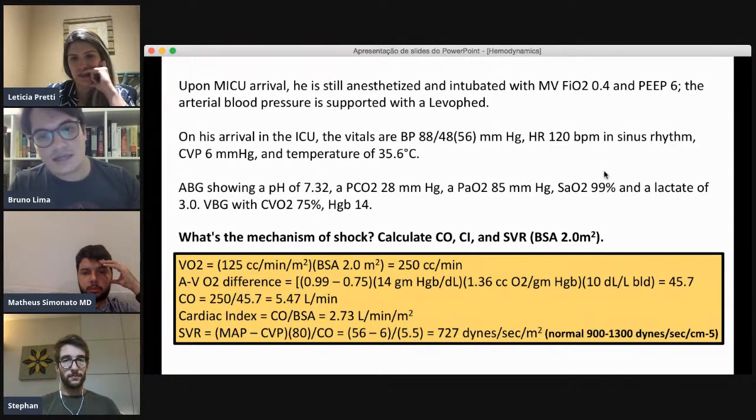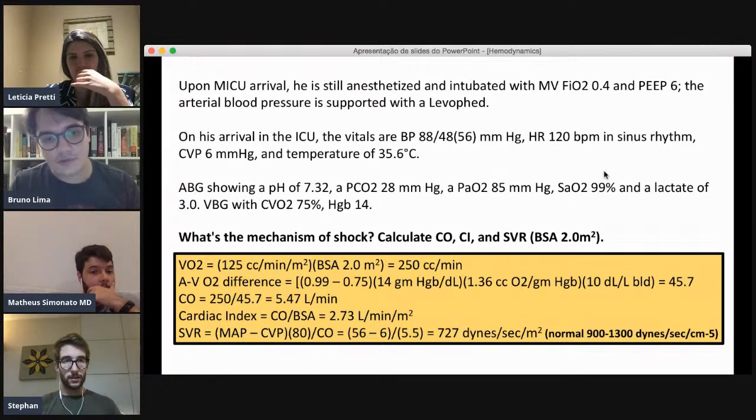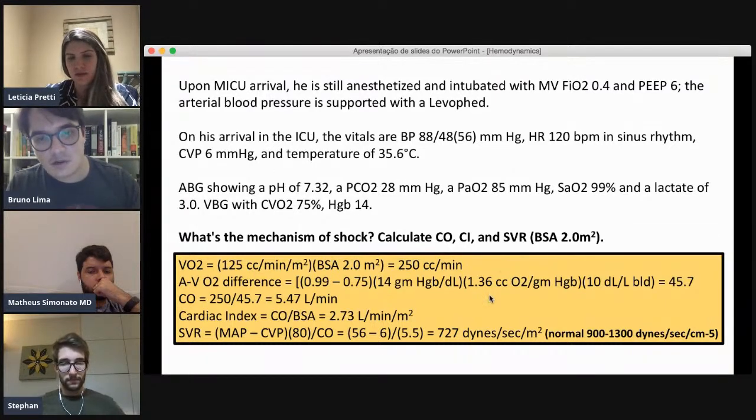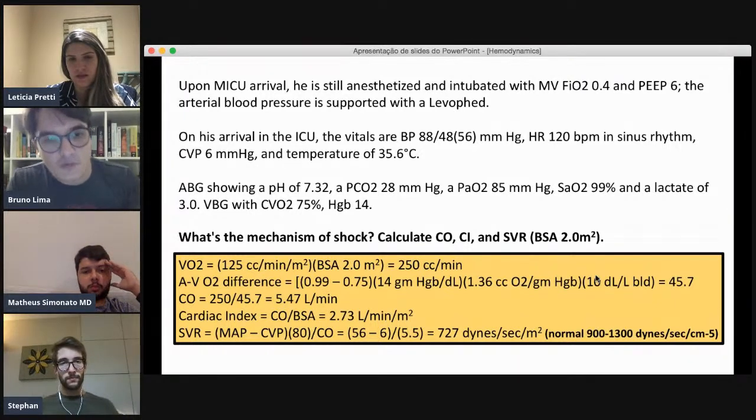Okay, so his sats are 99%. You don't even need an A line. You can have the sats from the pulse oximeter, and roughly we can get a number for cardiac output to make some clinical decisions if you don't have an A line. The difference here from 99% to 75%, which is the central venous sat, you multiply that difference by the amount of hemoglobin that he has, which is 14. And then we have this constant here that is 1.36. And then just multiply that by 10, we're going to have this number 45. So divide 250 by 45, you have the cardiac output of 5.47 liters, okay?